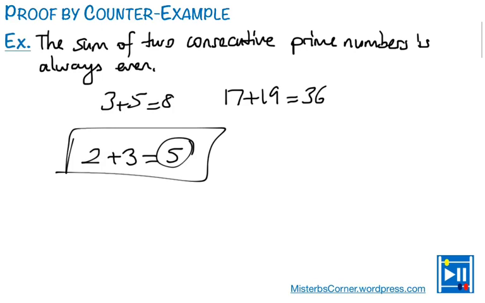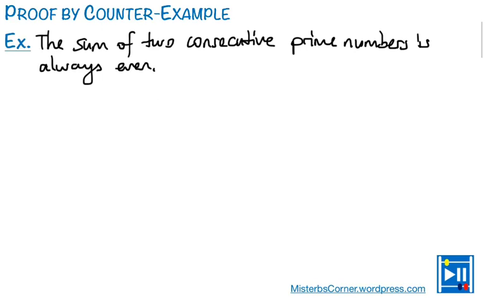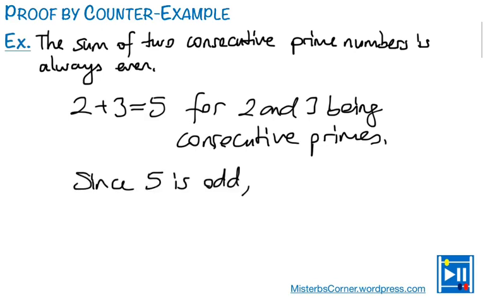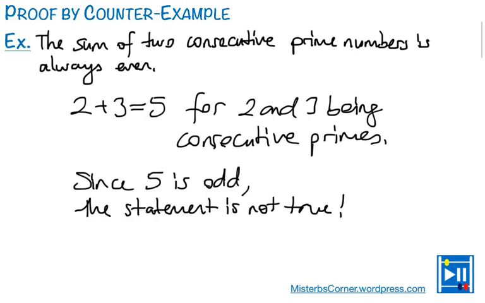And this is more than enough to disprove this statement. So what we actually will show is this: 2 plus 3 is 5, for 2 and 3 being consecutive primes. So since 5 is odd, the statement is not true.